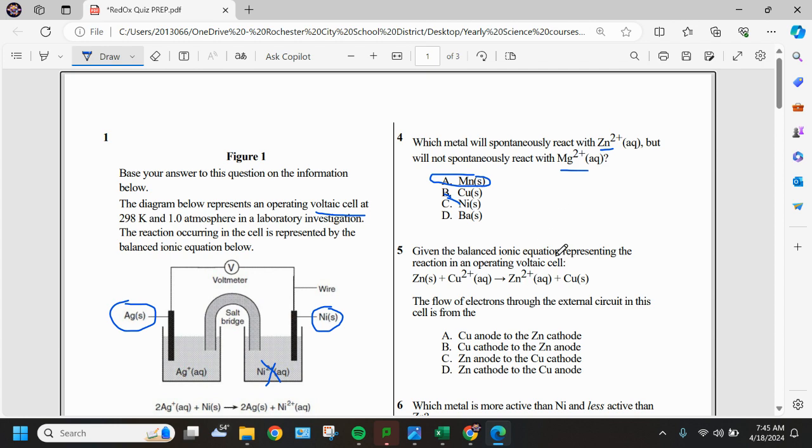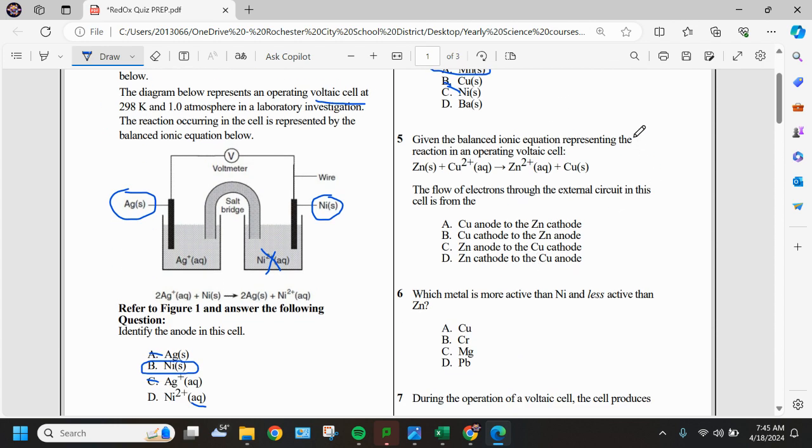Okay? Given the balanced ionic equation representing the cell, follow the electrons through the electrical circuit. Who's the anode, who's the cathode? All right, so we know red cat, angry ox. I don't want to take the time to write it, but I'm just going to say it. Red cat, angry ox. So I know I go from reduction at the cathode, so electrons go from anode to cathode. So I got to find out who's the anode and who's the cathode.